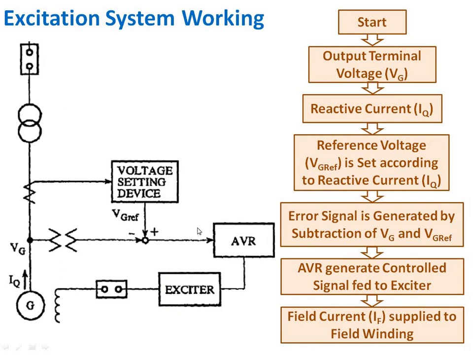Now we will see how this system will work. As the generator starts, this AVR will sense the voltage or error signal, and based on this, it will generate the control signal. Now we'll see step by step. The output terminal is sensed through this PT, and the signal is VG. Then the reactive current IQ is sensed through this CT, and based on this IQ reactive current, the reference voltage is set.